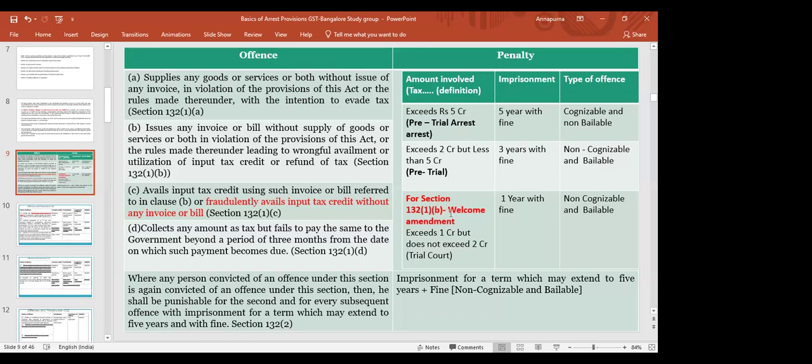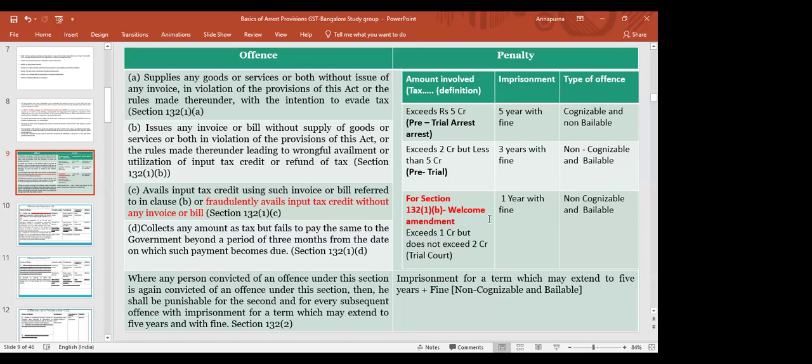It is saying for section 132(1)(b). So this is only where you're issuing the invoice. Basically, it is circular trading, where even if it is exceeding 1 crore, they can impose the arrest provision. No, see, arrest now, after 69(2), is only above 5 crore. Below 5 crore is anyway default bail.